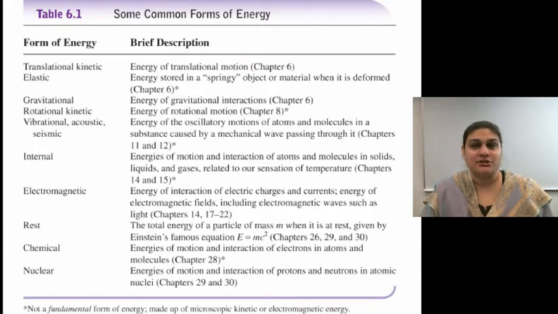Some common forms of energy that we deal with every day are translational kinetic energy, gravitational energy, rotational kinetic energy, vibrational, sound, seismic, internal, electromagnetic, chemical, and nuclear, and so on. All of those energies are created by some form or another. Say, a battery converts chemical energy, and it does work, so it converts to the translational kinetic energy of something, and so forth. But these energies cannot be created out of thin air.